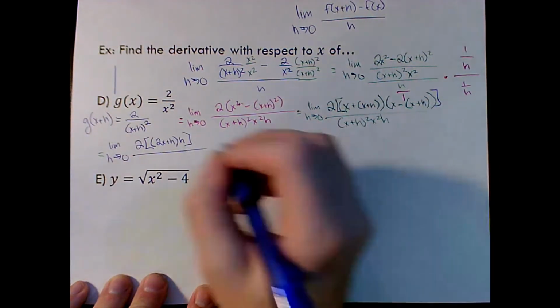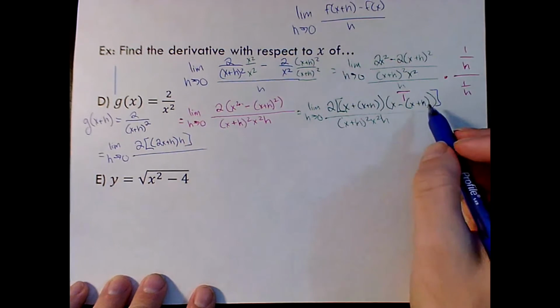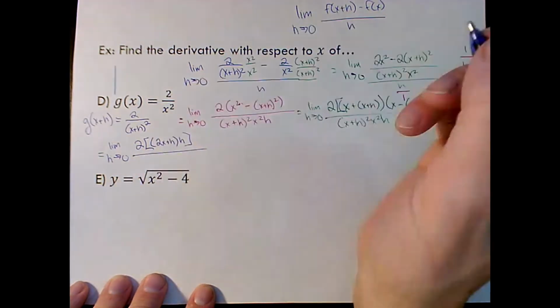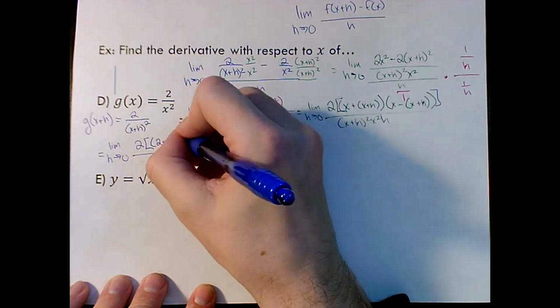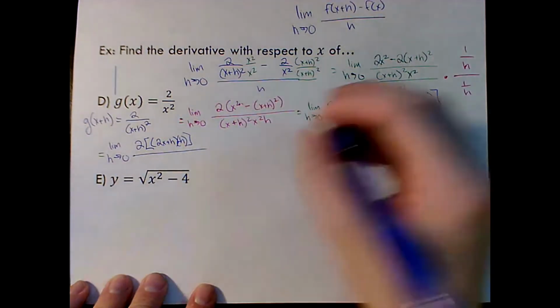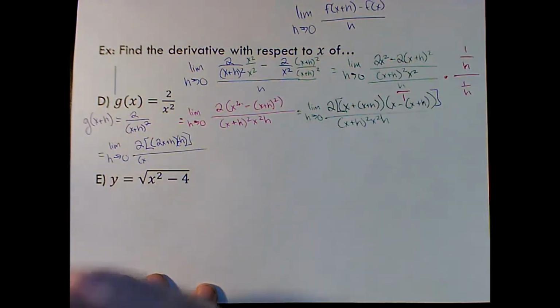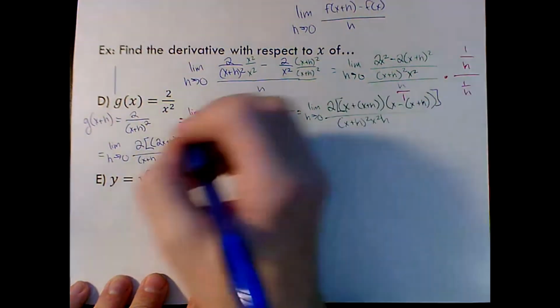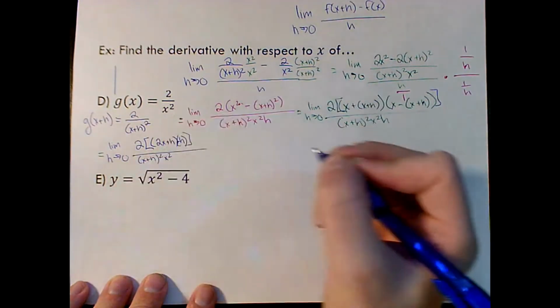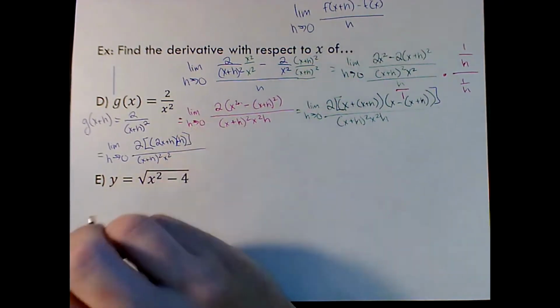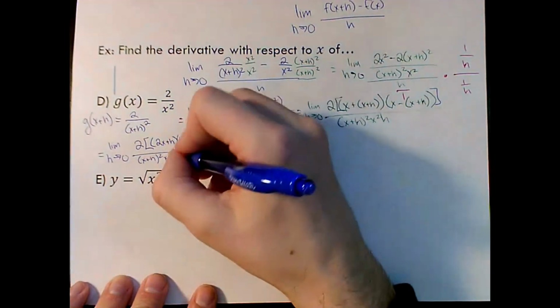No. Oh, bummer. Wait a minute. Yeah, that goes away. That should be negative h. So I have x plus h squared, x squared, h. The h's cancel out.